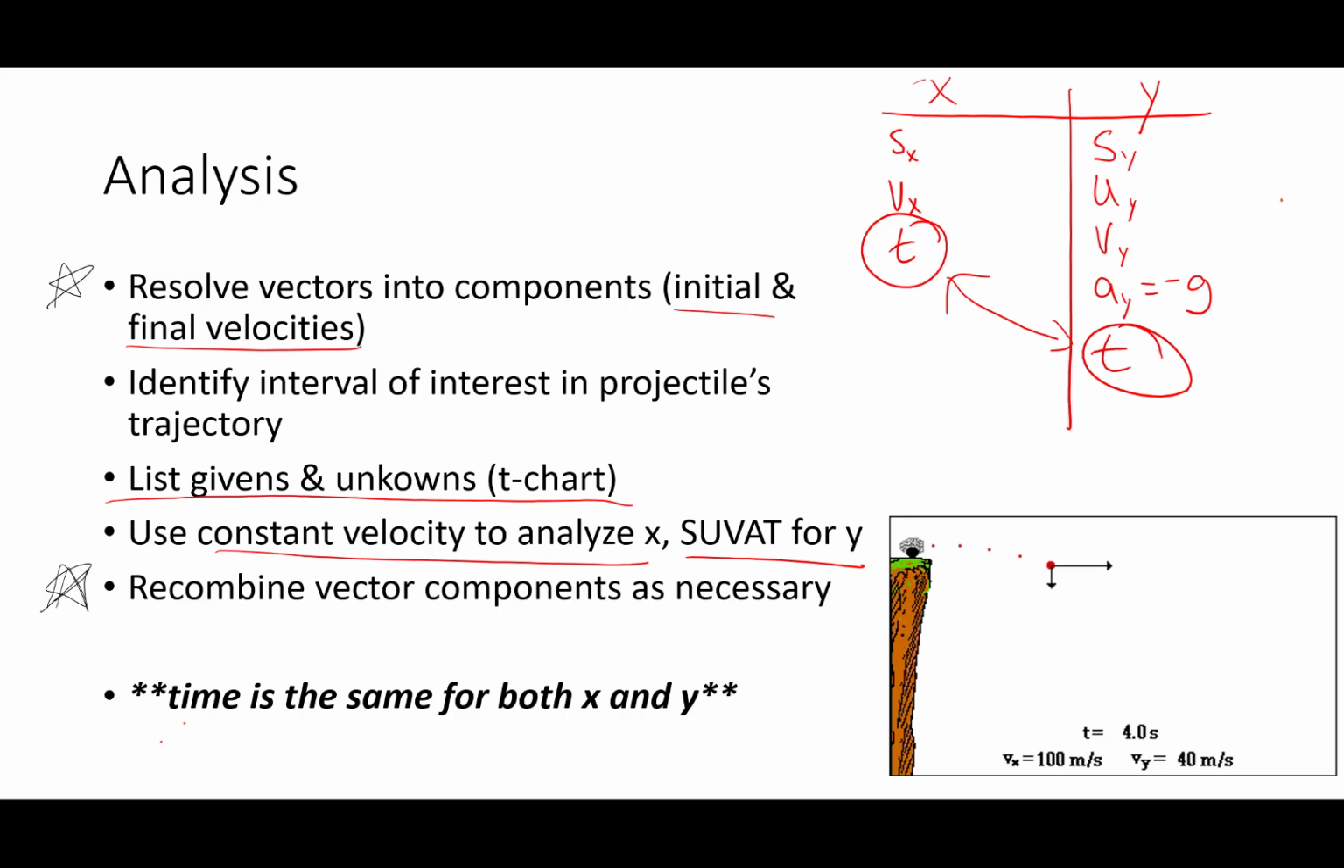That's our overview of how to deal with projectiles. There will be a practice problem in another video.